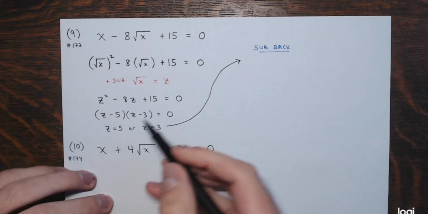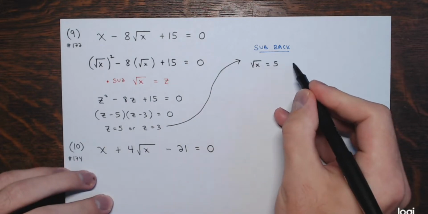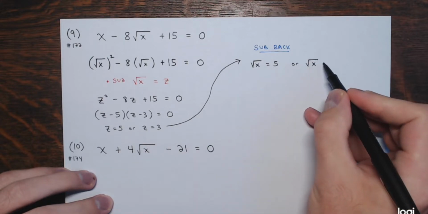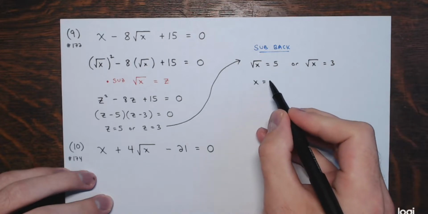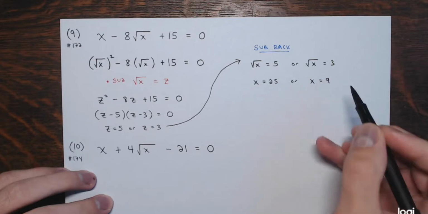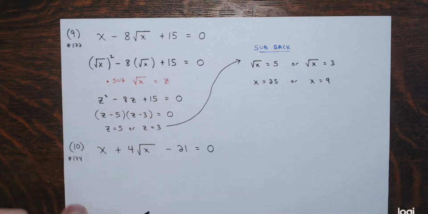So the first equation here is the square root of x equals 5. This second one is the square root of x equals 3. And then I square both sides. We get x equals 25 or x equals 9, squaring both sides of those. And then we already checked them. I already checked them. 25 does work, and 9 does work.